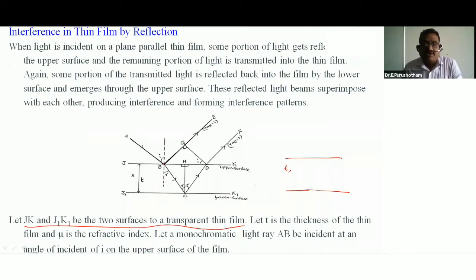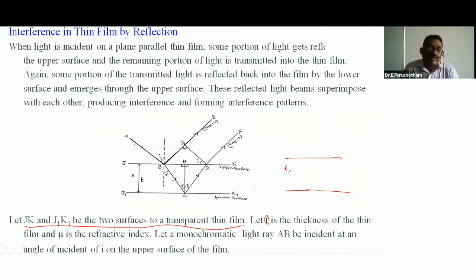You can write in your own words. JK is the upper surface, J1 K1 is the lower surface of the thin film. Let small t be the thickness of this thin film, and mu the refractive index. Let a monochromatic light ray AB be incident on the upper surface with the incident angle i. Some portion is transmitted as BC, and some portion of the light ray is reflected as BE.